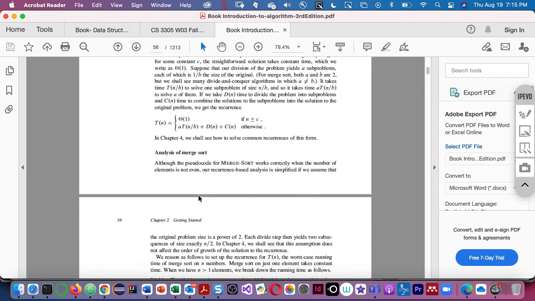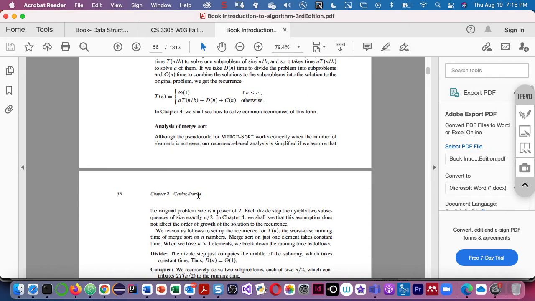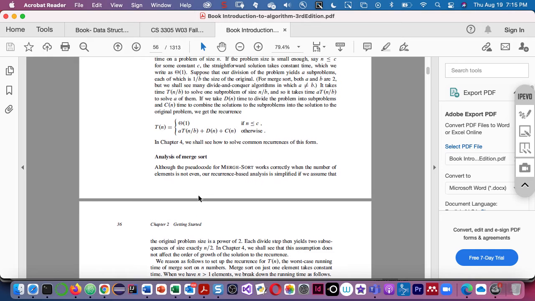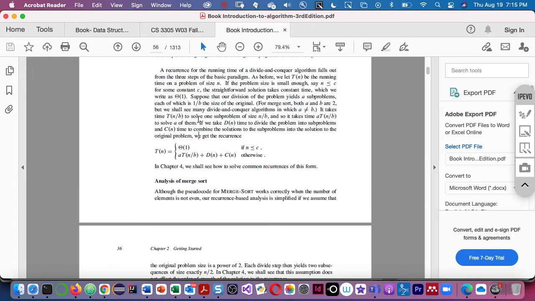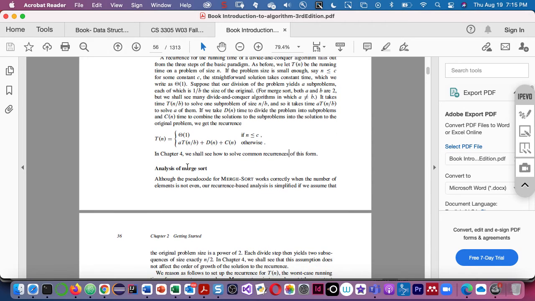Then how much time does this type of algorithm take? There is a well-known formula called the master theorem. The master theorem is something like this. This is the standard version of the master theorem. We will learn that later, in chapter 4.